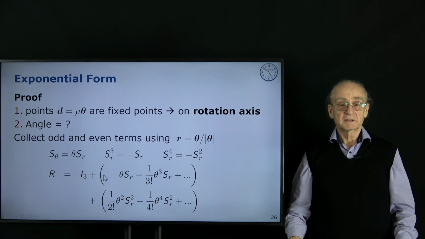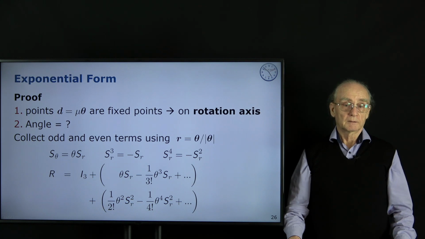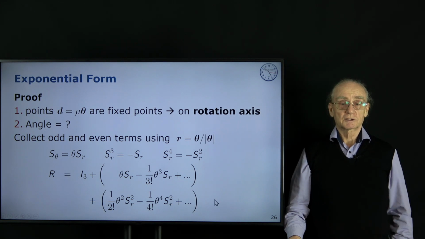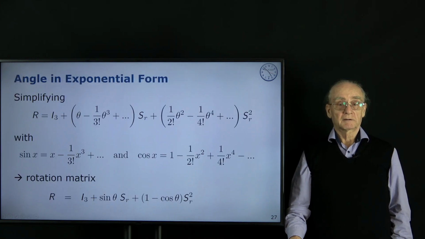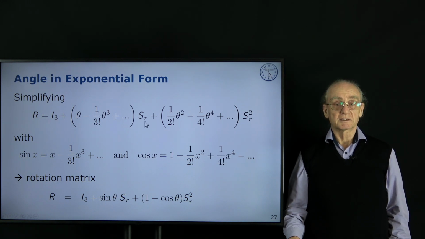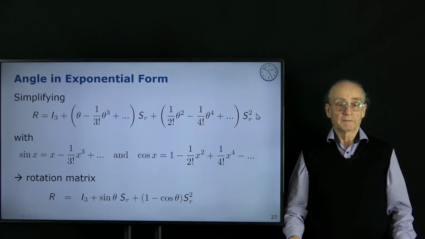So we have here a series which only depends on theta and SR. And here, a series which only depends on the even terms in the exponent of theta multiplied with SR square. So we can take this out and have R is the unit matrix plus the series theta minus 1 over 3 factorial theta to the third, etc., multiplied with SR. And here the even terms multiplied with SR square.